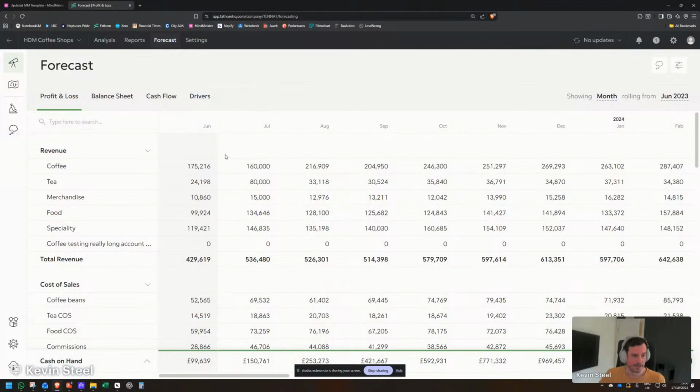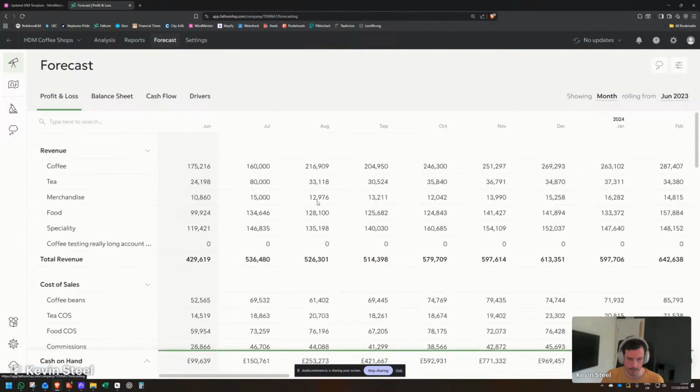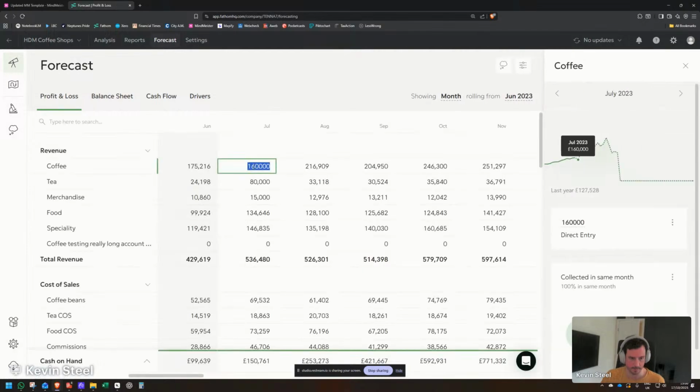The way Fathom works is it's all about three-way forecasting. Three-way forecasting means a P&L, a balance sheet, and a cash flow statement, all three interlinked, all forecast at once. So for example, if we updated something in the P&L, changed the figure to whatever, then cash on hand is going to change. Corporation tax liabilities are going to change. Aged receivables are going to change. Cash projections are going to change. Everything's interlinked together in this three statement model.